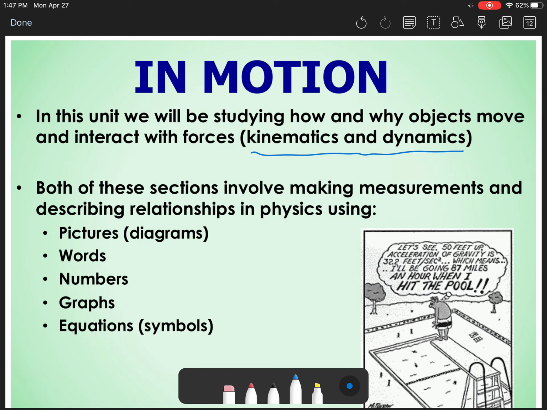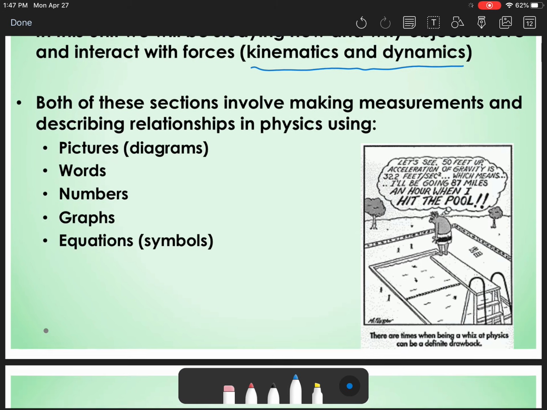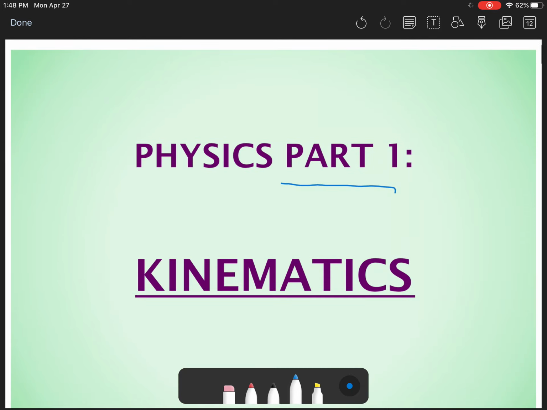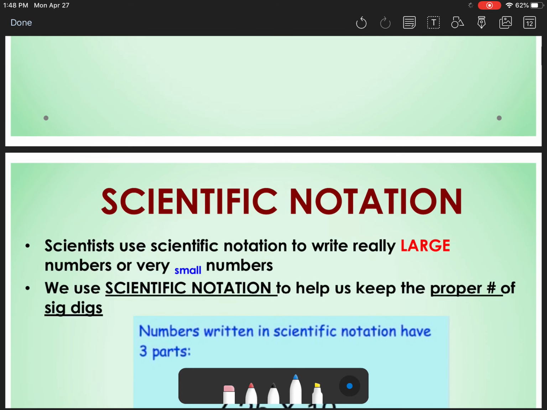Now, throughout the unit, we're going to be describing measurements with some graphing and some pictures. You're going to have to be able to read word problems. You're obviously going to have to calculate things, and you're going to have to understand equations and symbols. So like I said, we're going to be starting with what I'm referring to as physics part 1, kinematics. So that will be the workbook that we start with as well.